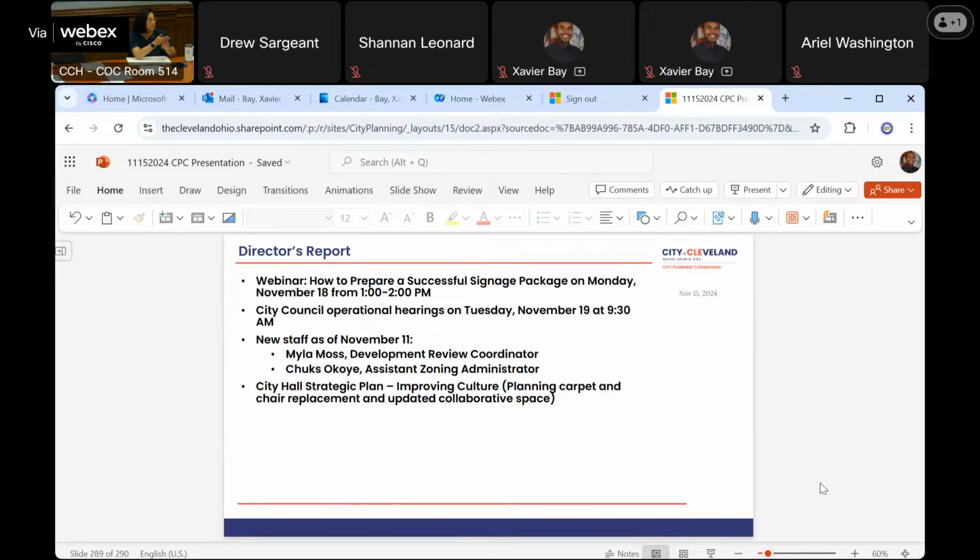Then we have some new staff, so they are here with us right now. I've already mentioned Mila Moss, who has joined us as the development review coordinator. We're very excited. She is boomeranging back to the Cleveland region after living in DC for some time, so we're grateful to have you here. And then Mr. Truksakoy is moving over from the building and housing department to act as our assistant zoning administrator. And he will be working closely with Shannon as she is the chief of that, and he will be working on the zoning review aspects, which will streamline our permitting process.